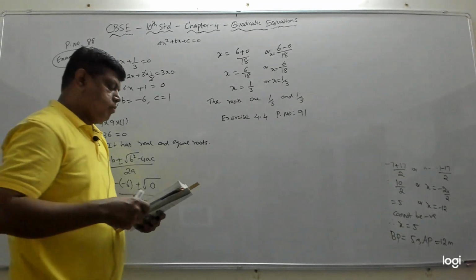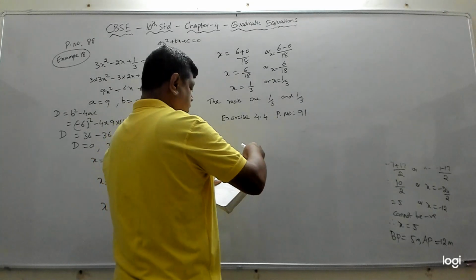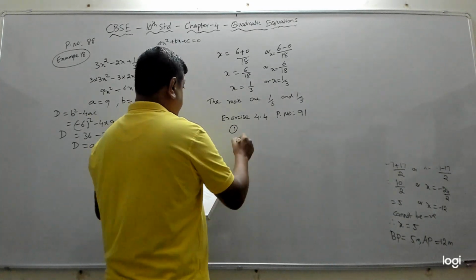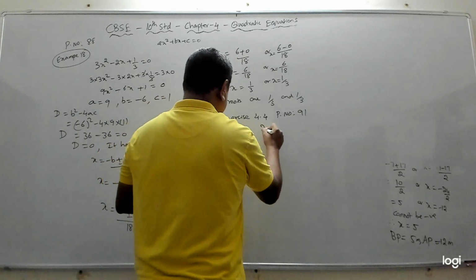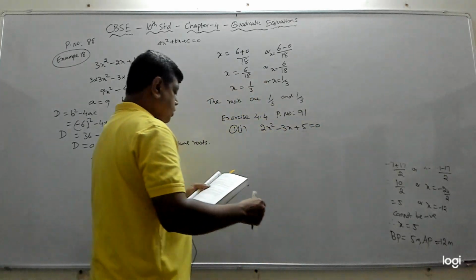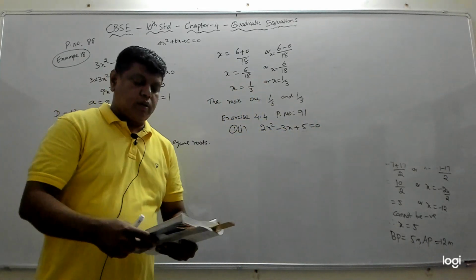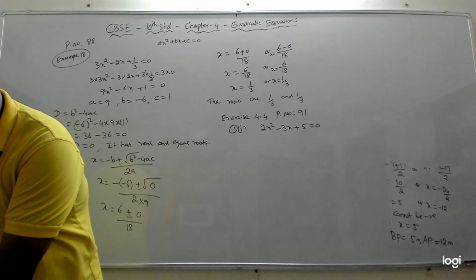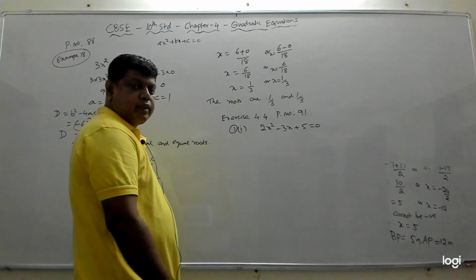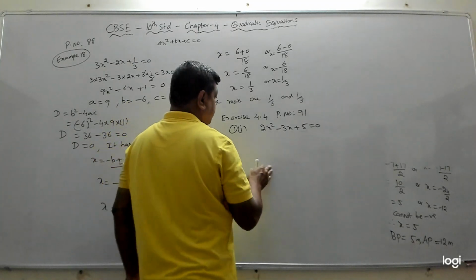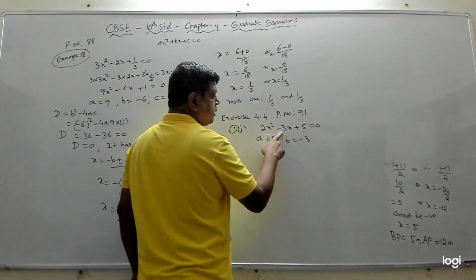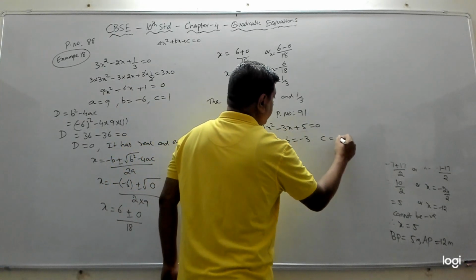In the first problem, first subdivision, it is 2x square minus 3x plus 5 equal to 0. Now we should find the nature of the roots of the following quadratic equation. If real roots exist, find them. So the first thing is, we should find out what is a, b, c. A is 2, B is minus 3 and C is 5.